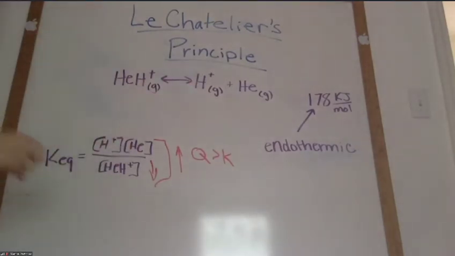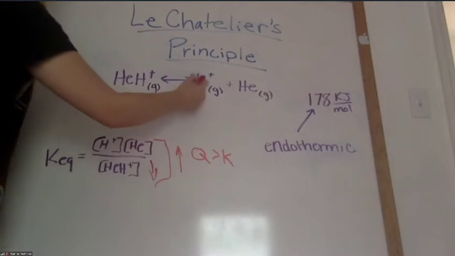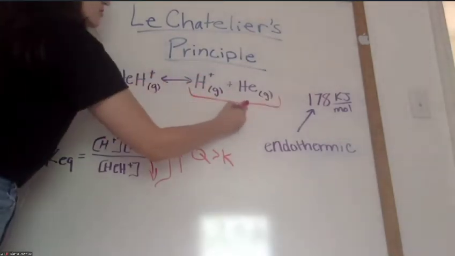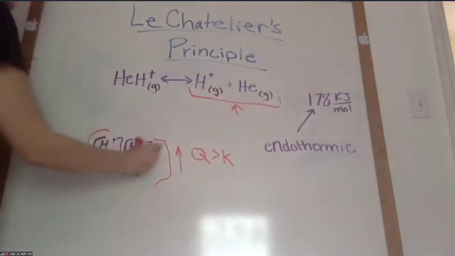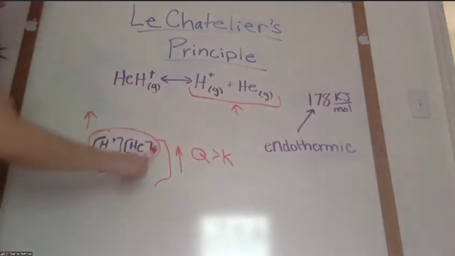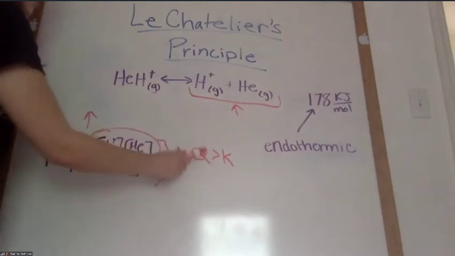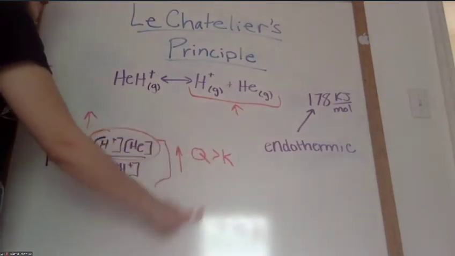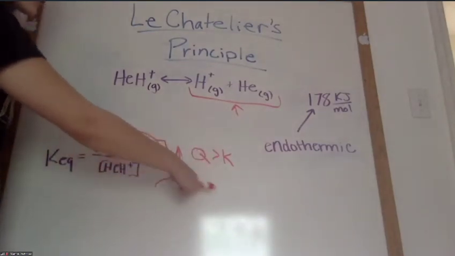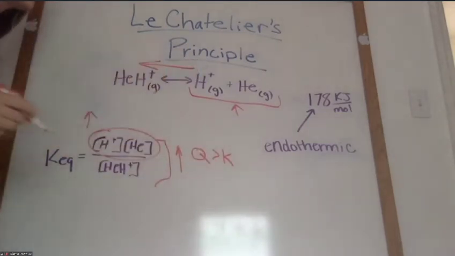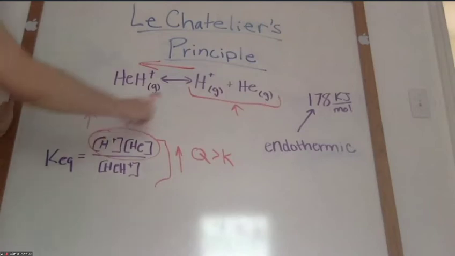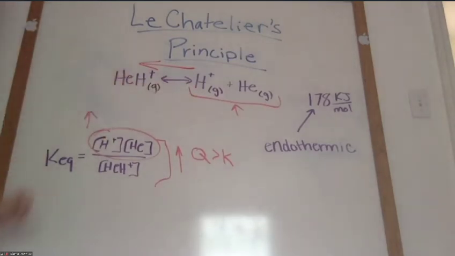Now, it's the same way if you increase one or more of the products, because the numerator will increase, which means the overall number also increases. And so Q is also greater than K, so the reaction will again shift in the reverse direction because there's too many products, too little reactants.